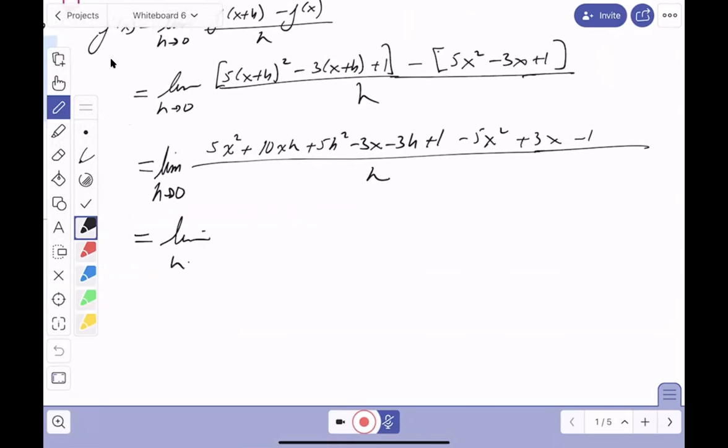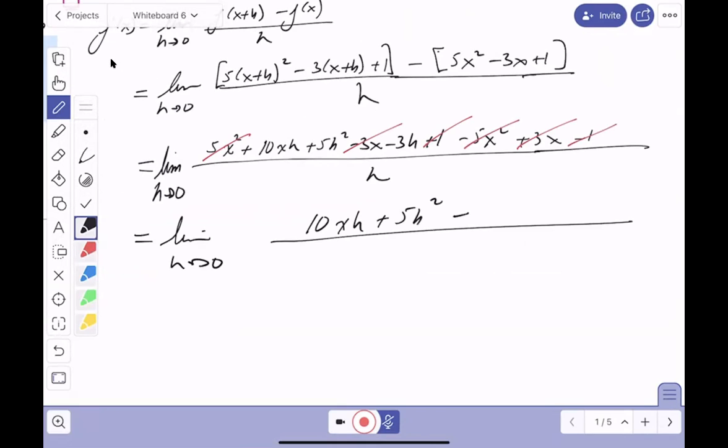Limit, h goes to 0. Let's look at this. Well, 5x squared disappears. That's good news. 3x disappears. That's good news. And the 1 disappears. That's good news. So what am I left with? 10xh plus 5h squared minus 3h. And we're dividing by h.